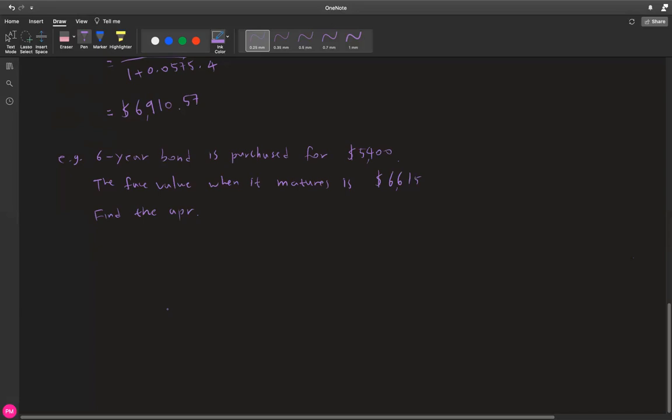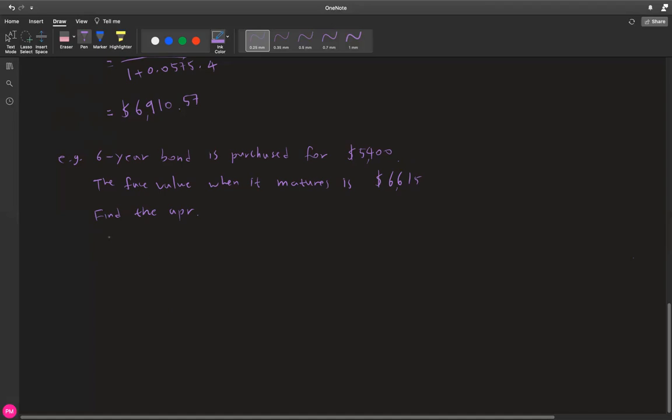So this is a different type of problem. We are given the term as 6 years, and we also know the principal, how much you purchased the bond for. And we also know the final value or the face value of the bond at $6,615, and the one thing that we do not know here is the APR, and that's what we're trying to find.